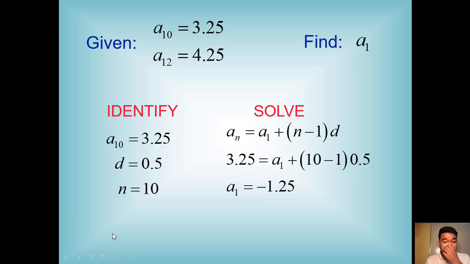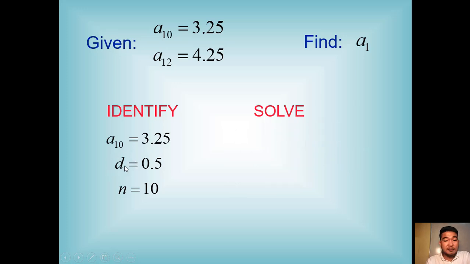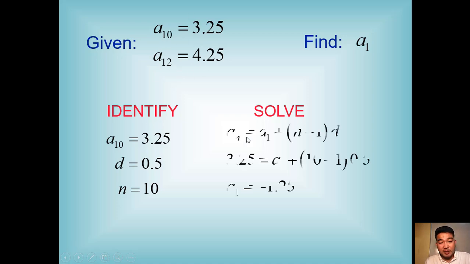And so, if a sub 10 is equal to 3.25, since we already have the value of the common difference, we can now solve for a sub 1 using the original position of our given terms. So, by solving, we apply the formula. We substitute all the values. So, a sub n is 3.25, a sub 1 is the unknown variable, then n is 10 minus 1 times the common difference of 0.5. And then by doing some algebraic manipulation here, a sub 1 is equal to 1.25.